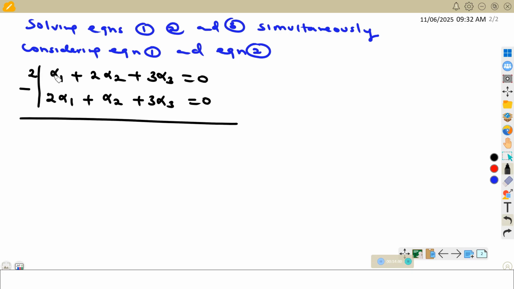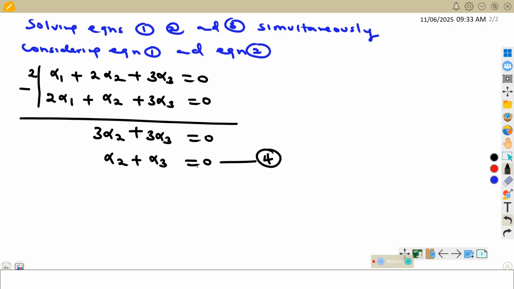So this will give us 2 alpha 1 minus 2 alpha 1, which will be 0. 2 times 2 is 4, minus 1, that is 3, so that is 4 alpha 2 minus alpha 2, which is 3 alpha 2. Then 6 alpha 3 minus 3 alpha 3 gives us plus 3 alpha 3, and this equals 0. So divide through by 3, and this will be alpha 2 plus alpha 3 equal to 0, and this becomes equation number 4.